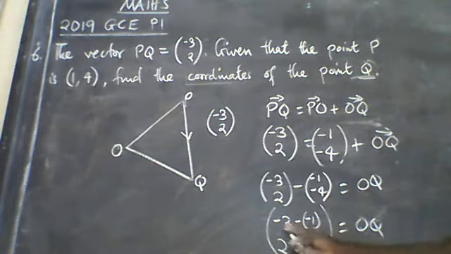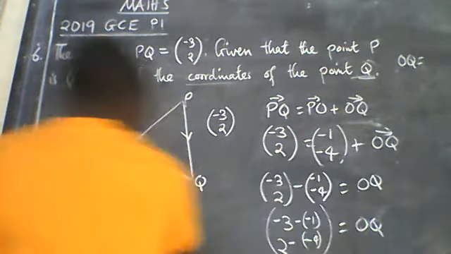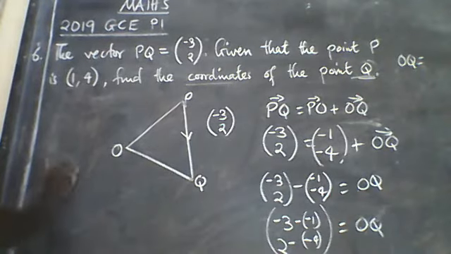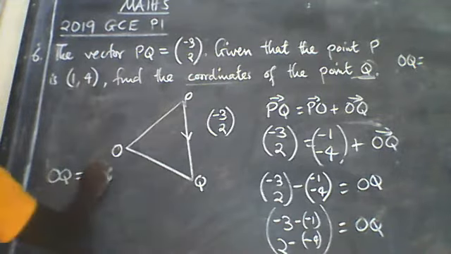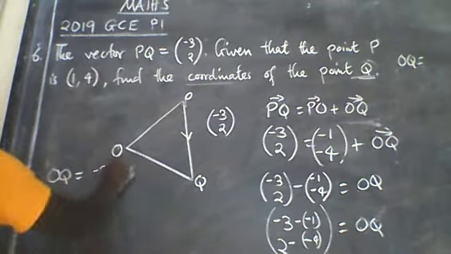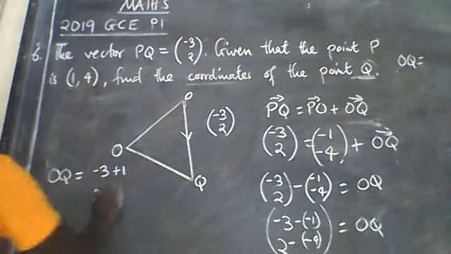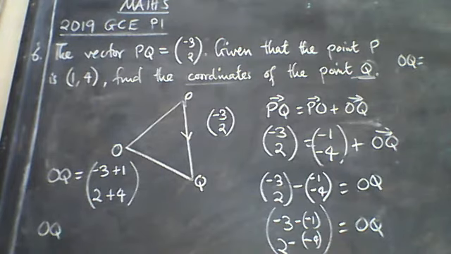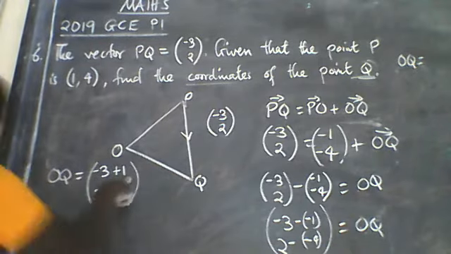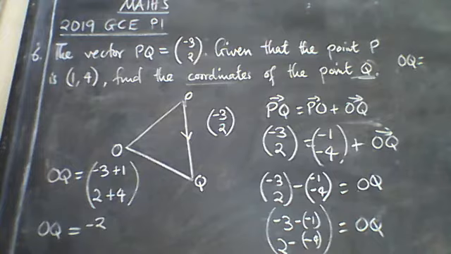So looking at this now, my OQ will be equal to, let me use this part here. So my OQ here will be equal to negative 3, negative here is positive. So we'll have negative 3 here, negative, that is positive 1. Then at the bottom we have 2, and then negative, that is plus 4. And then my final answer now, OQ here, will be equal to negative 3 plus 1, that is negative 2. And then 2 plus 4, that gives me 6.